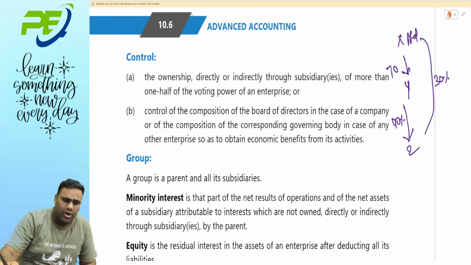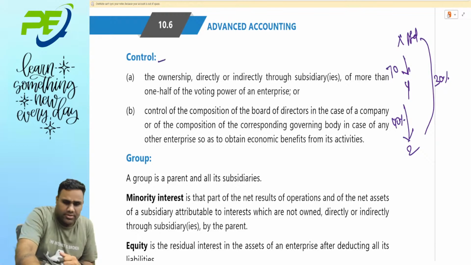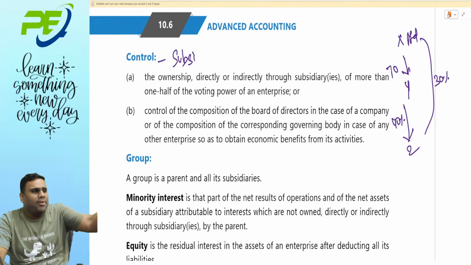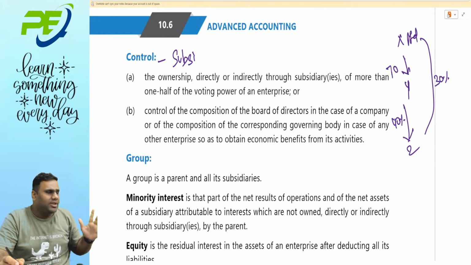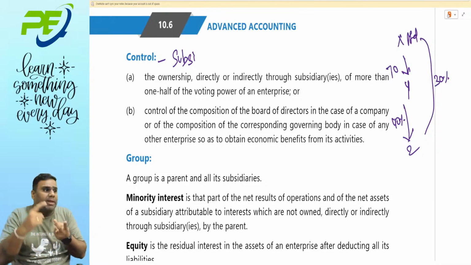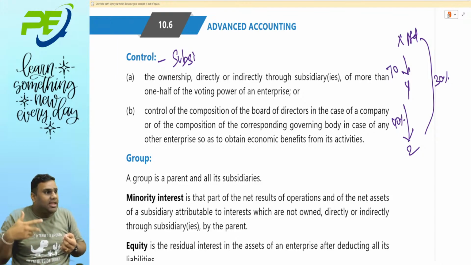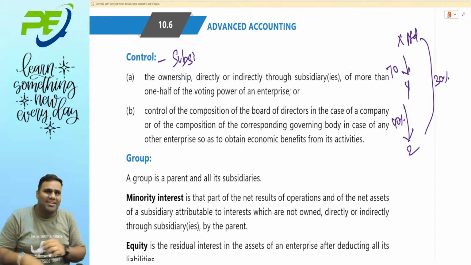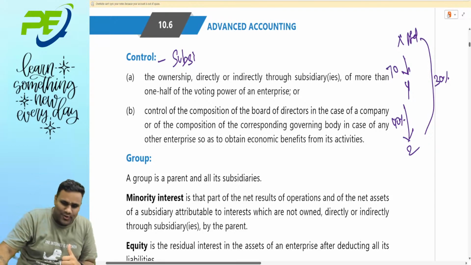And second, control the composition of the board of directors. Same 2 points what we had for subsidiary. So if you are a subsidiary, you are being controlled. If you are holding, you are controlling. So holding company, see how many different names it got: holding company, parent company, controlling company. Subsidiary company, child, it is being controlled.